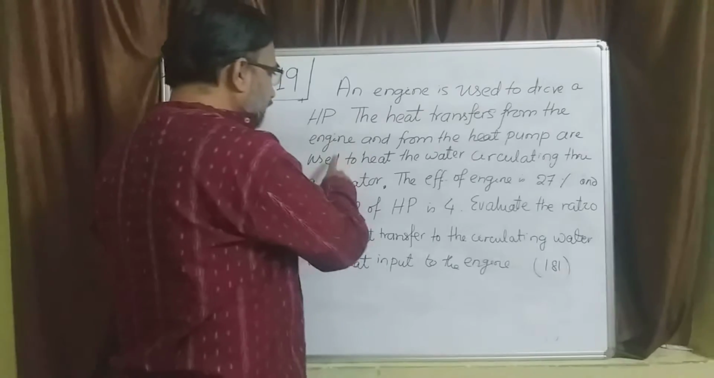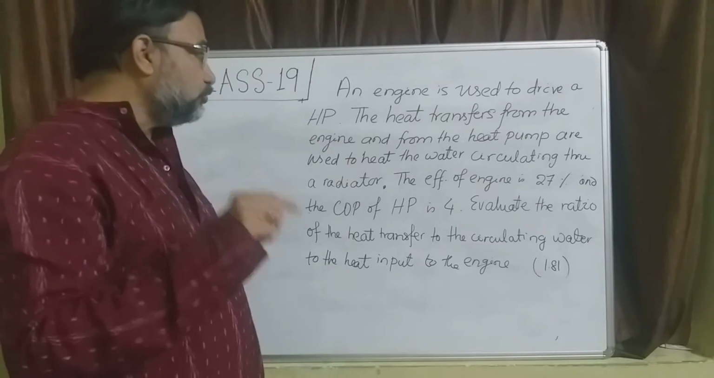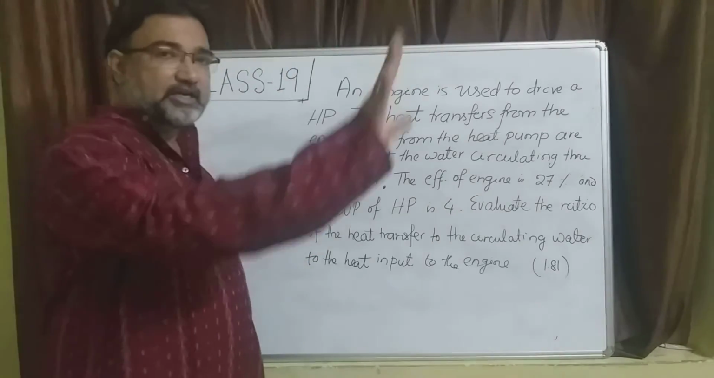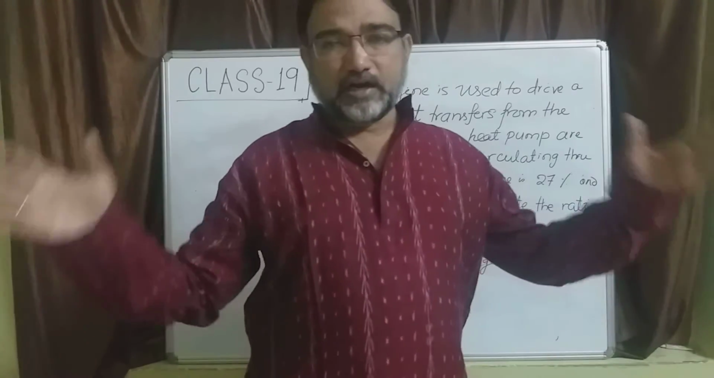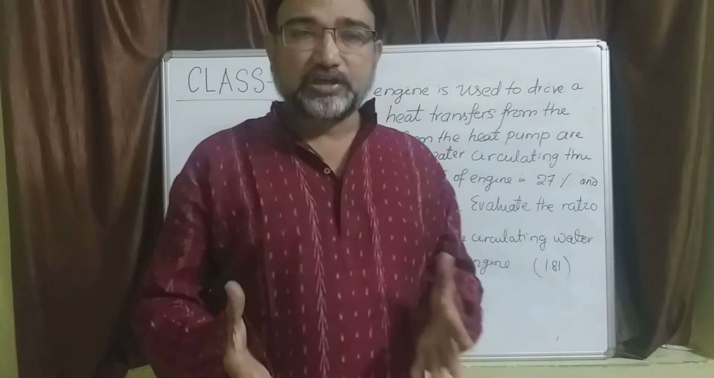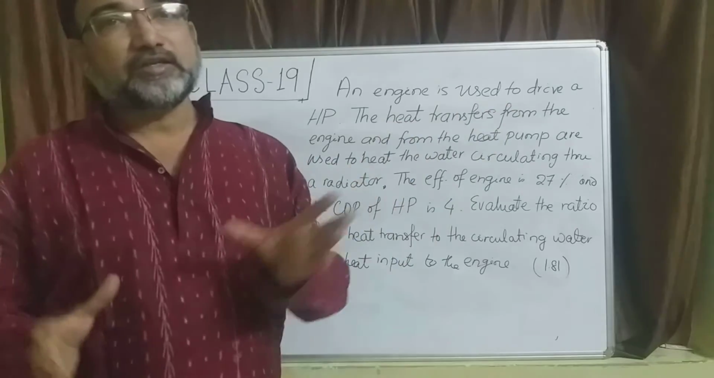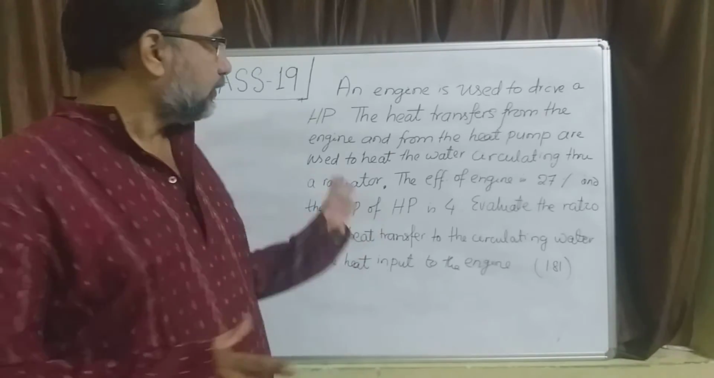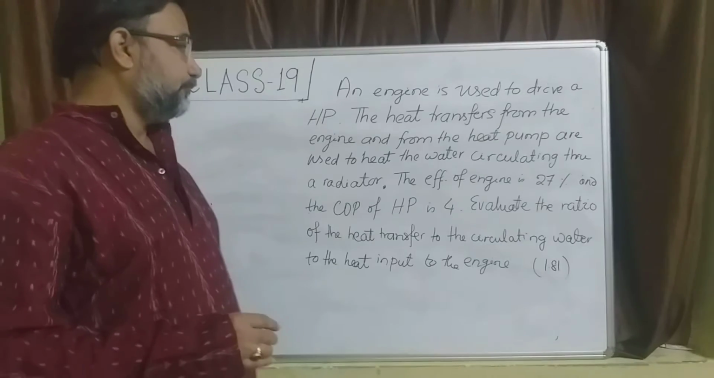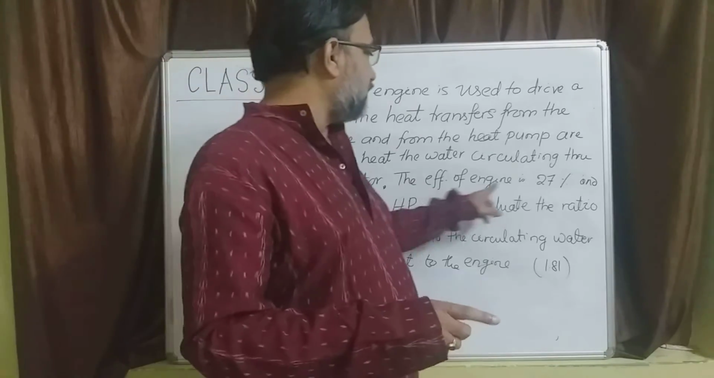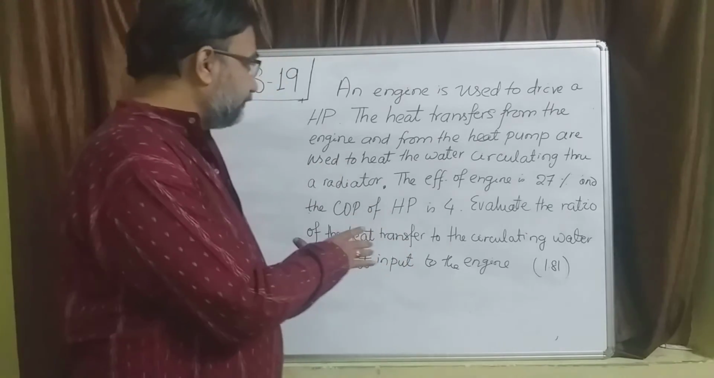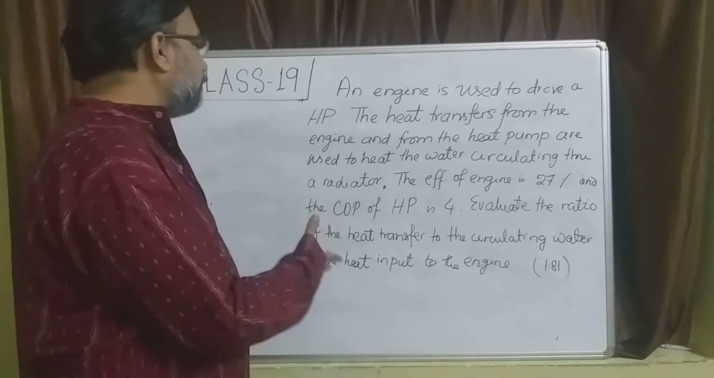The heat transfers from the engine and from the heat pump are used to heat the water circulating through a radiator. So there is a radiator where water is getting circulated, and this heat is thrown to the circulating water. Which heat? The heat rejected by the engine and the heat rejected by the heat pump. So they are used for heating the water circulating through a radiator. What is the efficiency of the engine? It is given that the efficiency of the engine is 27%, and the COP of the heat pump driven by the engine is 4.